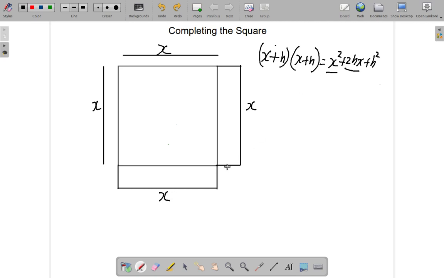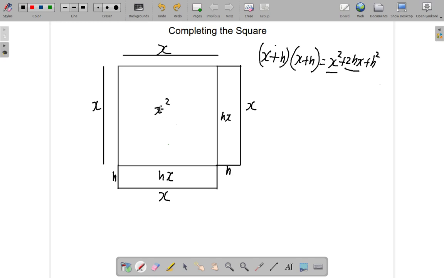Here I have h. This width is h. This rectangle is h wide. It's from here to here, which is h. Get rid of these extra lines. And this height from here to here is h. So what I have is the area of this square is x squared. The area of this rectangle is hx, and the area of this rectangle, because it says h multiplied by x, is hx.